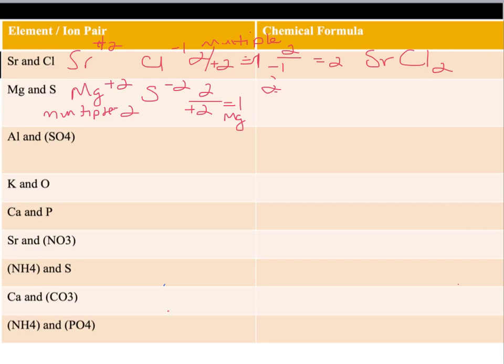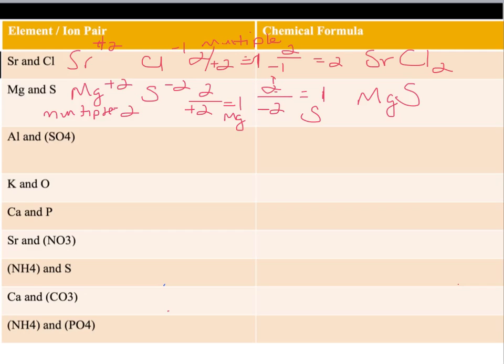So the common multiple, which is 2, and for some reason it keeps cutting parts of my 2's off, and you divide by the ionic charge, and you get 1. Okay. So the chemical formula here is MgS. You don't have to fill in the 1's.